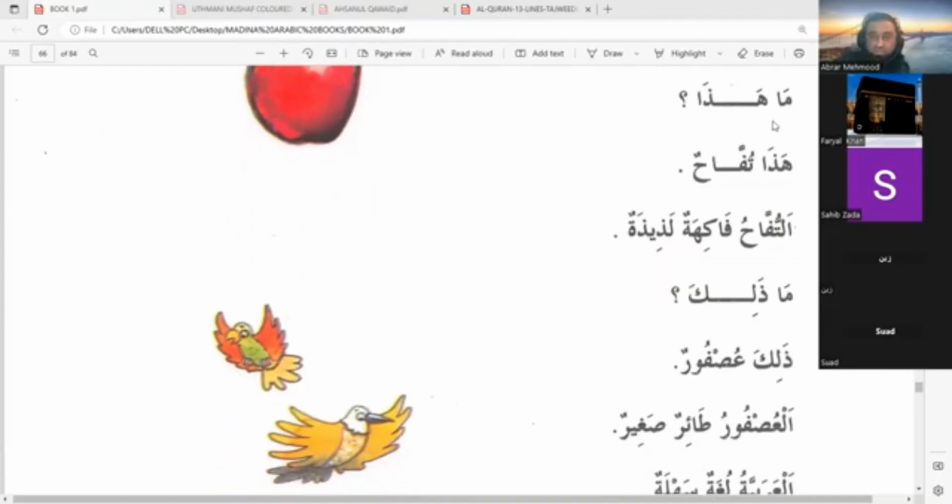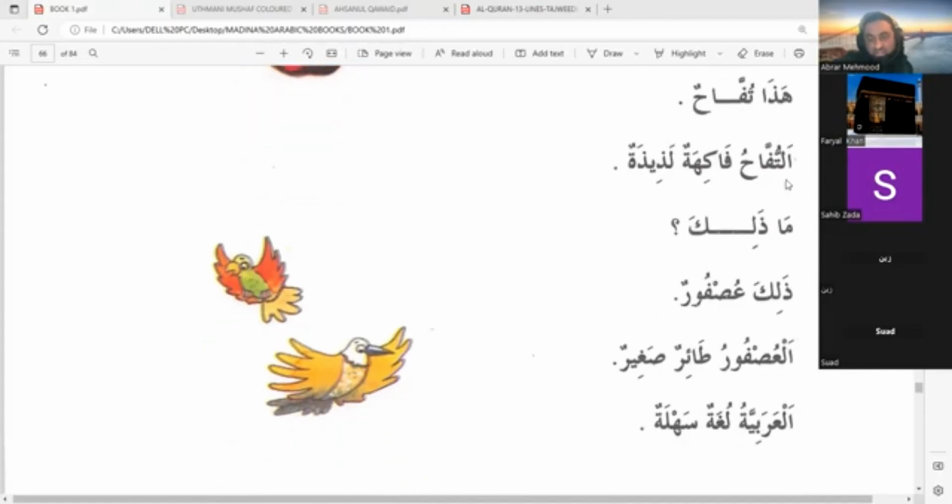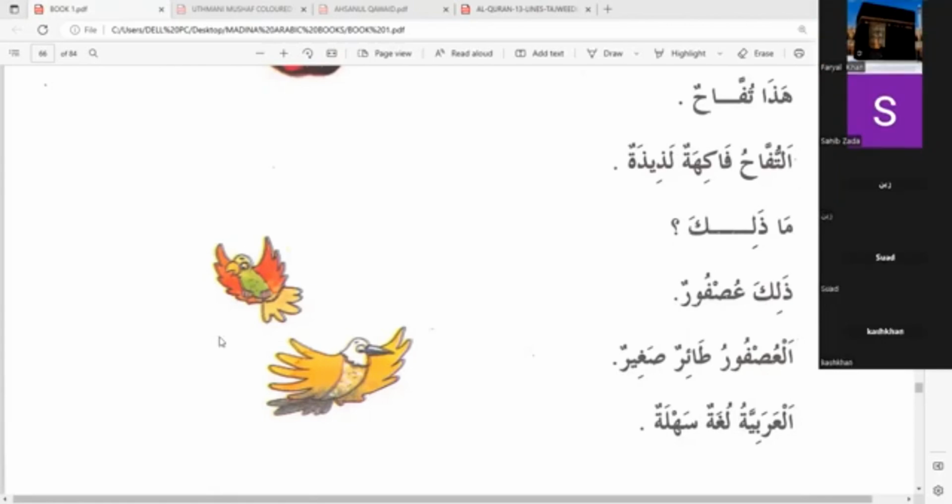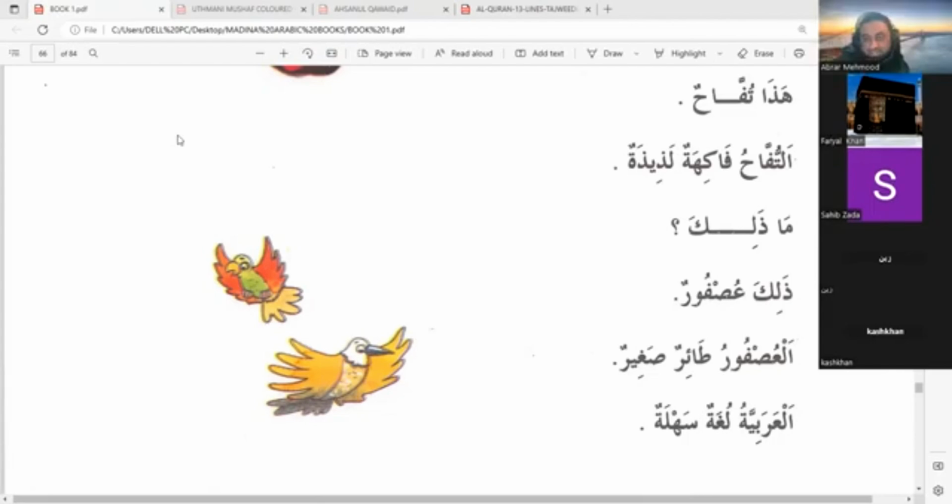Right. Sister Folia, would you like to start us off with the first two sentences? ما هذا؟ What is this? هذا تفاح. This is an apple. Good. Okay, Sister Kashmira, do you want to do the next one? التفاح فاكهة لذيذة. The apple is tasty. What is fakiha? Fruit. Yes, fakiha meaning fruit.